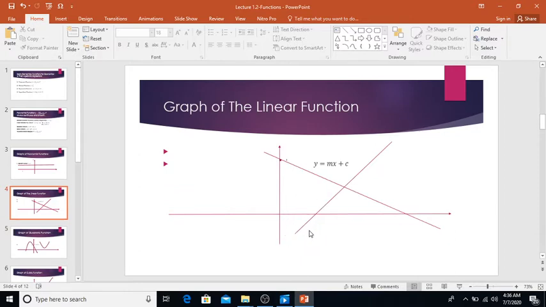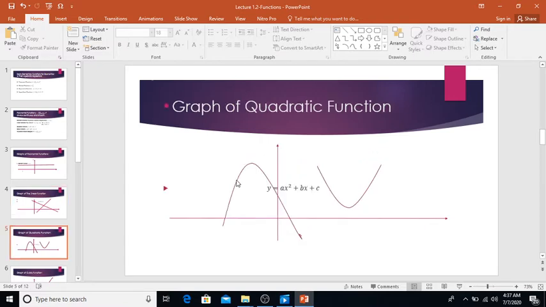Okay, graph of the linear function, we can see this is straight line. This is straight line function, y equal to mx plus c. This is negative slope function, and y equal to mx plus c, this is positive slope function. We will explain in detail at the next lecture on linear function. This linear function is very important for business, so we will focus in detail at next class.